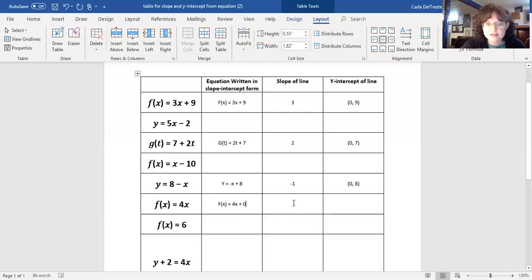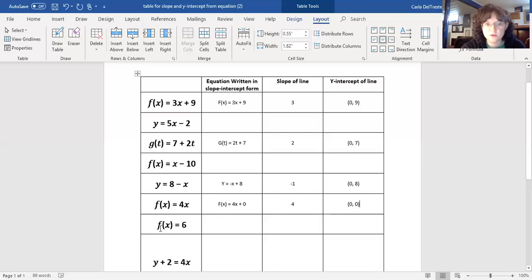What does that make my slope? Well, I still had a coefficient on x, so my slope is 4. But what does that make my y-intercept? Well, the b value is 0, and so this is going to be the coordinate (0, 0).